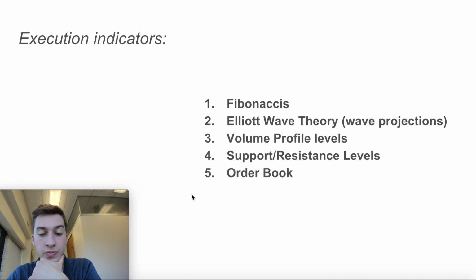Then order book as well. So if you see a lot of orders are at, let's say 7,800, that could give you an indication that you might want to buy it around 7,801 or 7,810 or somewhere around there to front run that order. And that could be used as an execution indicator.